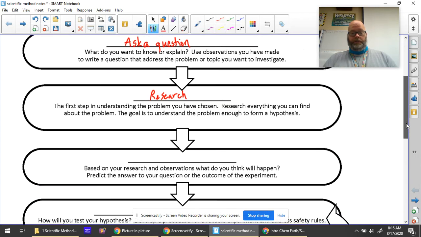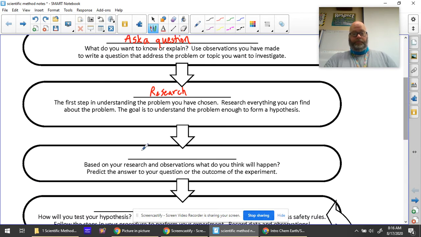Once you've done your research, you want to then make a prediction, okay, based on what I've just learned, based on my understanding. I want to predict that this is what's going to happen during this experiment. So based on your research and your observations, what do you think will happen? Predict the answer to your question or the outcome of the experiment. So you need a hypothesis.